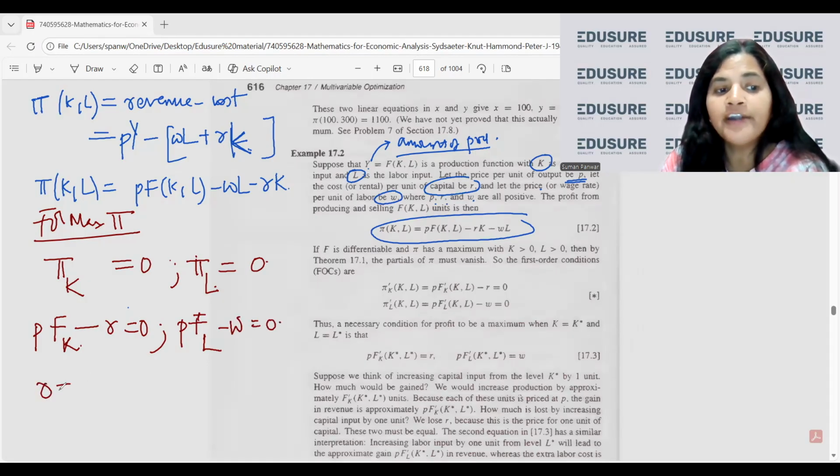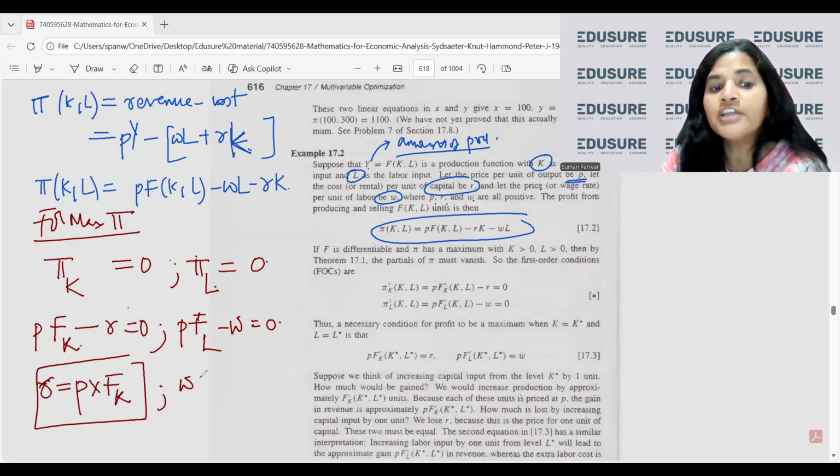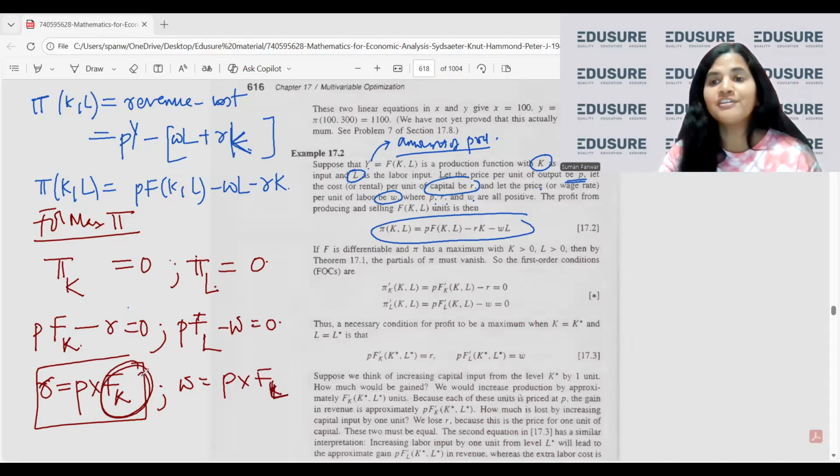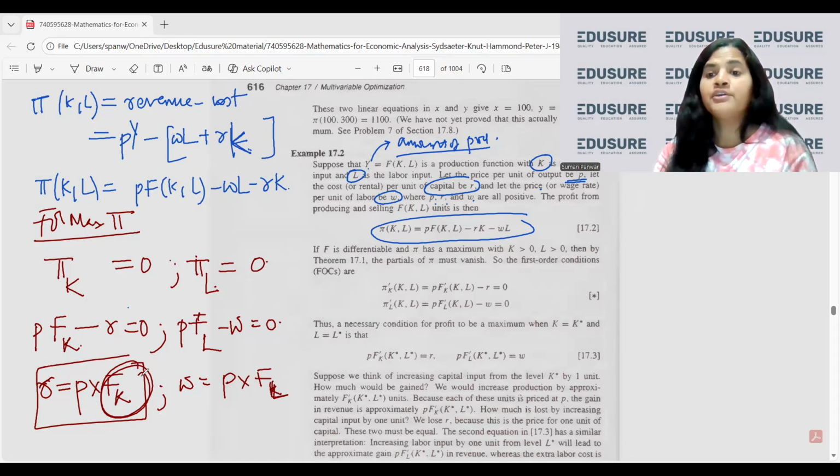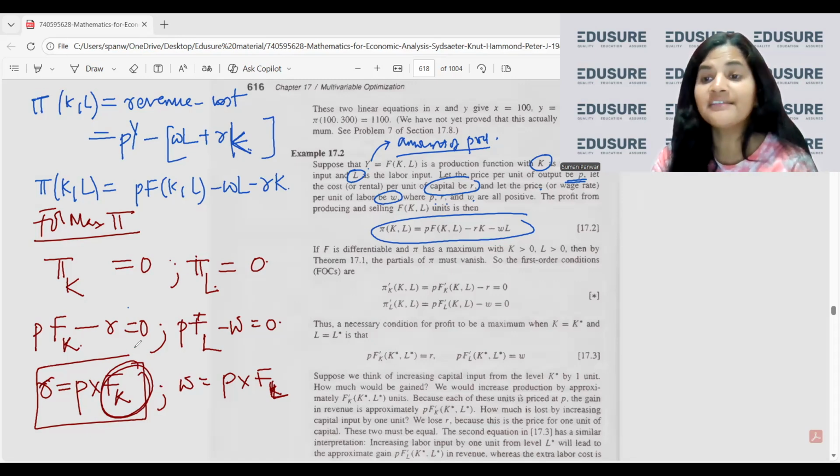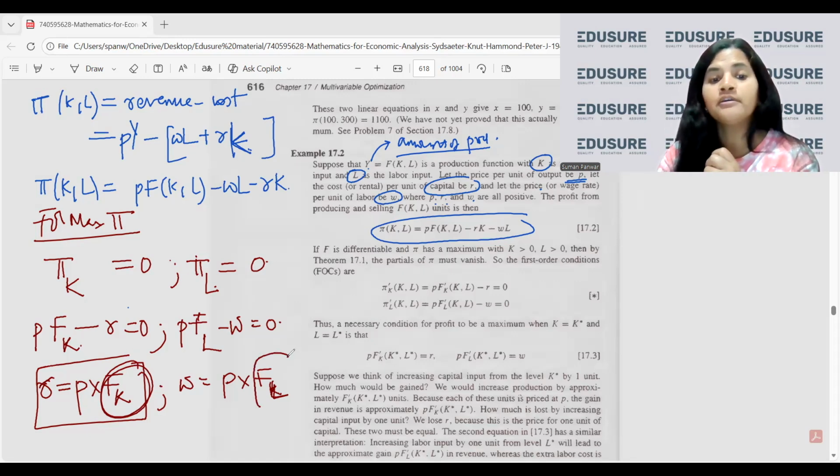So I want my rent to be the selling price into the partial derivative of F with respect to K. And I want my wage rate to be the selling price into the partial derivative with respect to L. What do you mean by partial derivative with respect to K? Partial derivative with respect to K means how much the production will increase when I increase the capital by 1 unit. And what do you mean by FL?